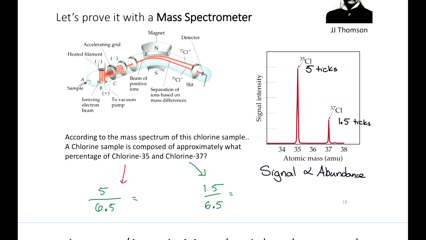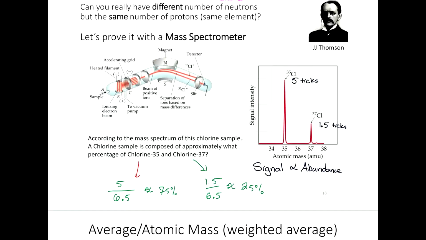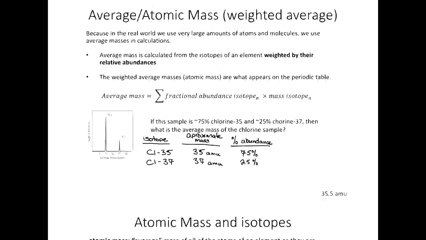And so let's get those numbers real quick. 5 divided by 6.5, I'm just going to round this. I'm going to say it's about 75% chlorine 35. It's pretty close to 75%. And then chlorine 37 is about 25%. Do you agree? We're just being very approximate right here. We're not actually doing this to precision. So this sample is mostly chlorine 35 and about 25% of that sample is chlorine 37. So let's calculate an atomic mass, a weighted average, based upon these numbers.